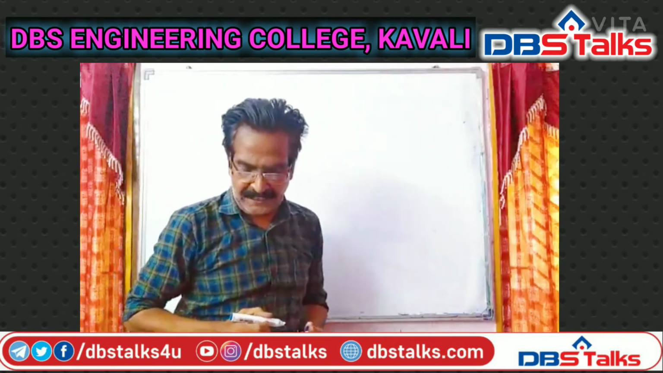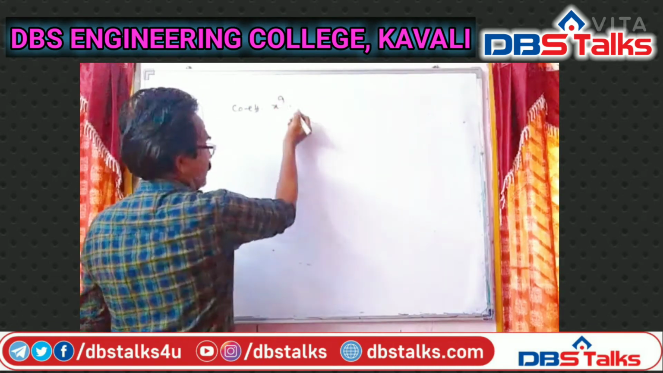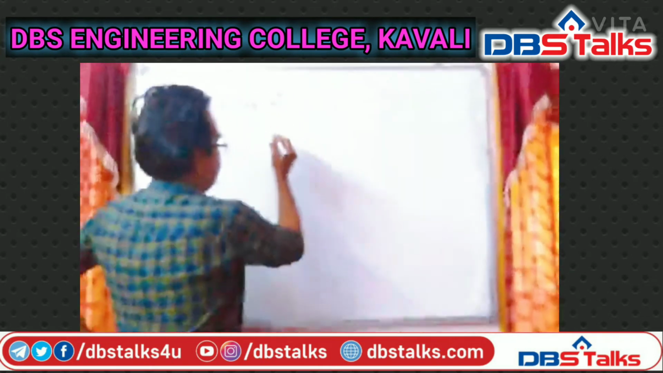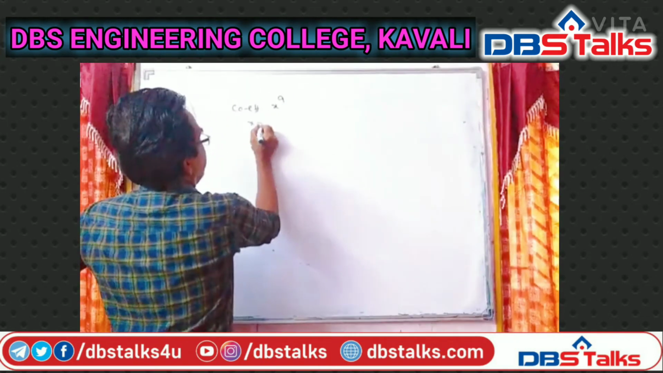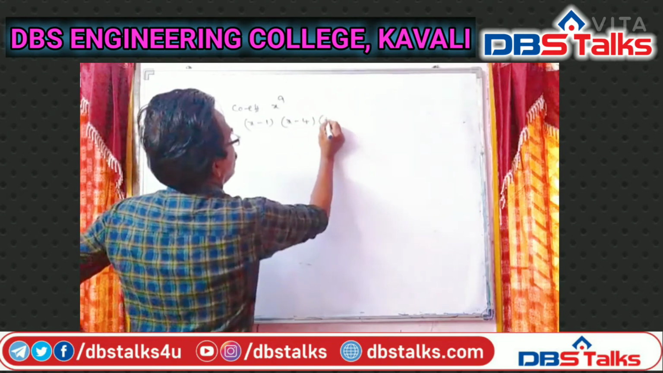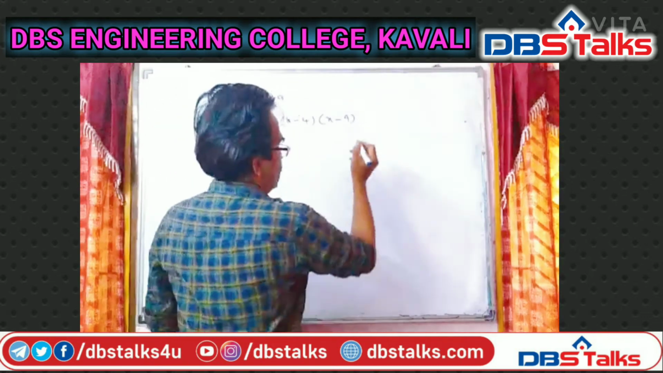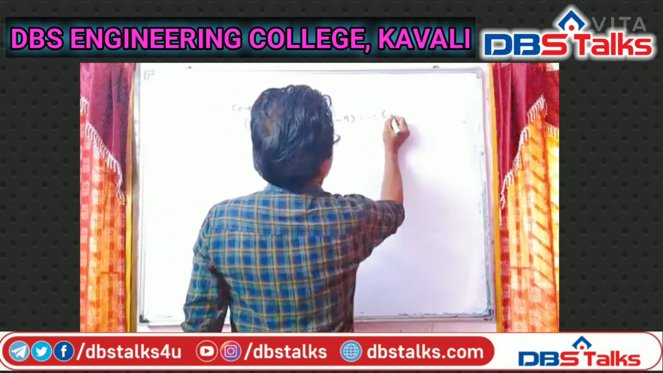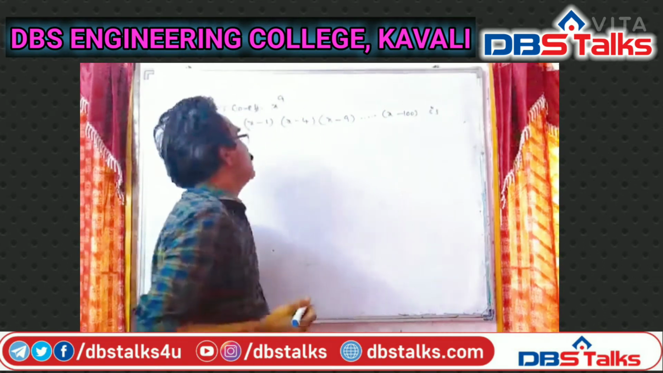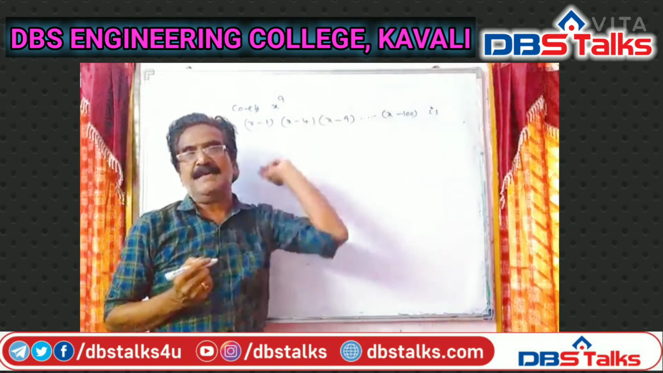Friends, the coefficient of x power 9 in the expansion of (x minus 1)(x minus 4)(x minus 9) and so on up to (x minus 100). So we want the coefficient of x power 9 in this product.